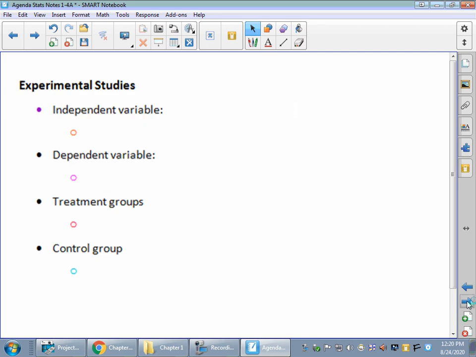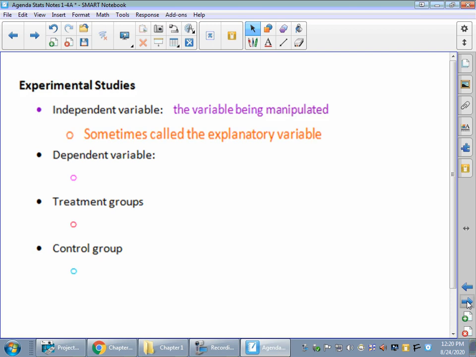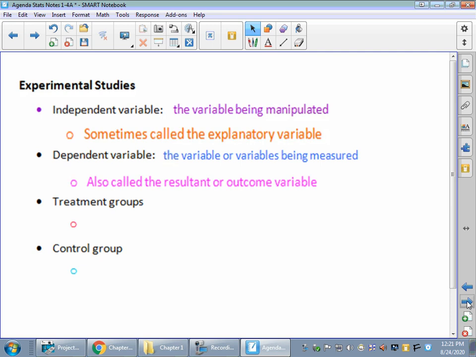So we've got some terminology that goes along with experimental studies. It makes sense when you think about it. Just like in graphing, the dependent and the independent variable, the independent is what's being manipulated. It's the directions that we're giving. Sometimes we call it the explanatory variable. And then the dependent variable is what's being measured, or the outcome. So what we do with the independent changes the dependent. The dependent depends on the other manipulation.